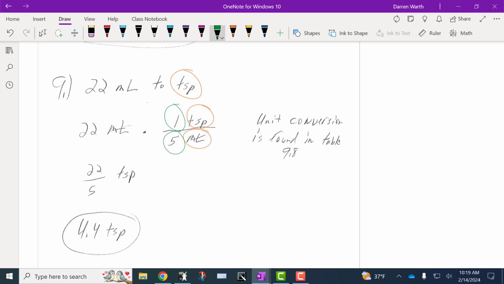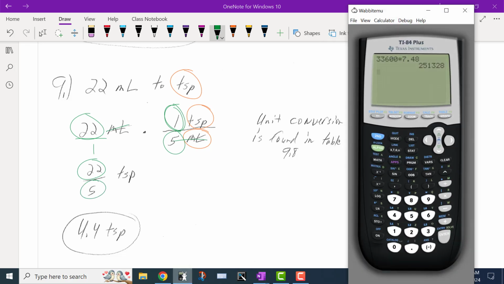Now the milliliters are going to cancel out. I'm going to take 22 times 1, and you're going to get 22. And then when you take that 5 times 1, you're going to get 5. You got 22/5 teaspoon. Just go ahead and take your calculator, type in 22/5. And that's going to come out to be 4.4 teaspoons.